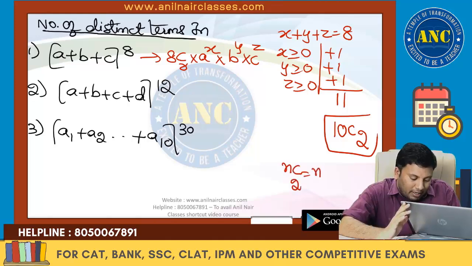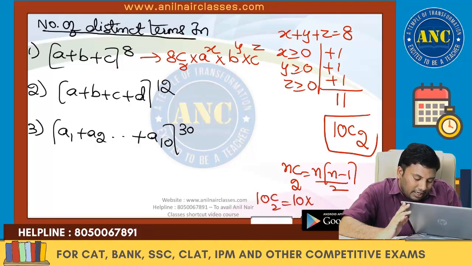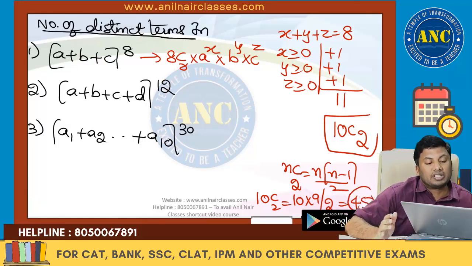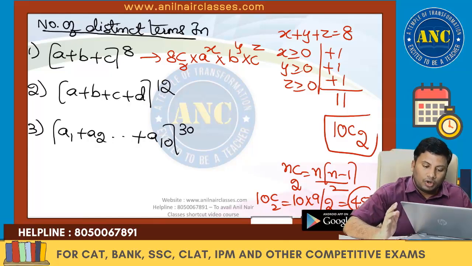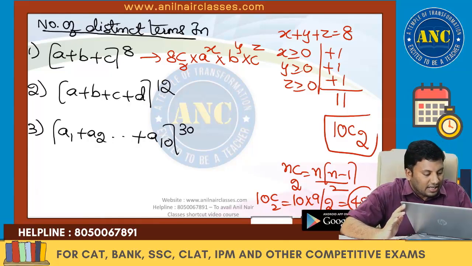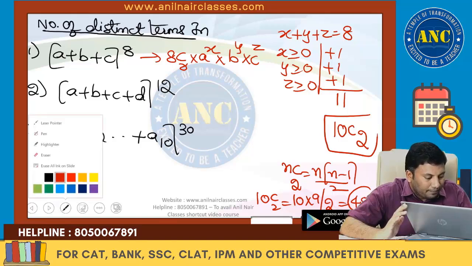nC2 is given by n into (n minus 1) by 2. 10C2 is nothing but 10 into 9 by 2. The answer is 45. First one, how many distinct terms are there in this expansion? It is 45. You don't need to do all these; it's a time waster.